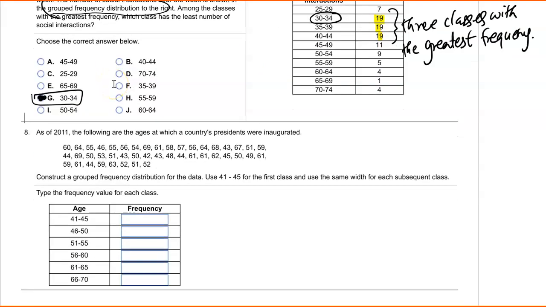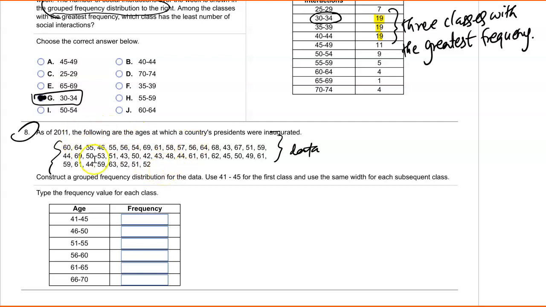All right. Question number 8. As of 2011, the following are the ages at which the country's presidents were inaugurated. That's the age. How old are they when they are inaugurated? Okay, this is the data, and each number is called a data item or data value. How many data values?